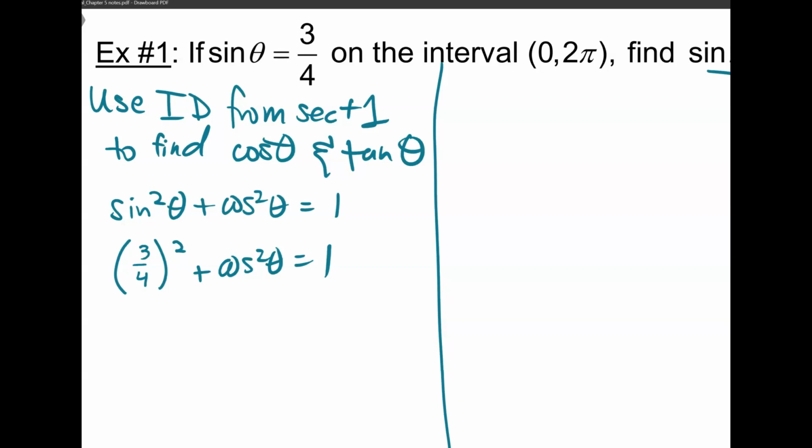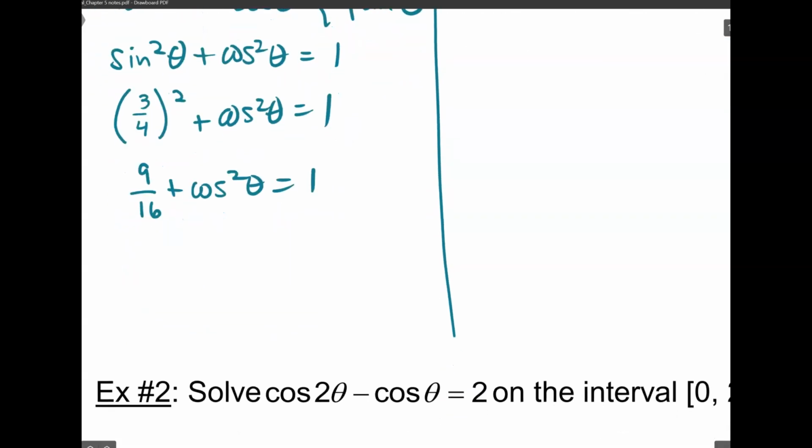Okay. Now let's do it. All right. So 3/4 squared, what is it? 9/16. So you can distribute the squared on top, distribute the squared on bottom. Beautiful. All right, and then I've got to get this by itself. So subtract 9/16 from both sides. Subtract 9/16, subtract 9/16.